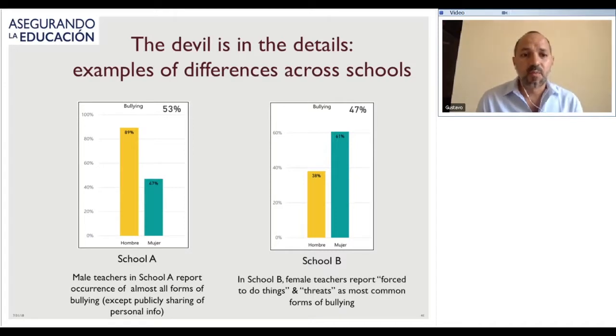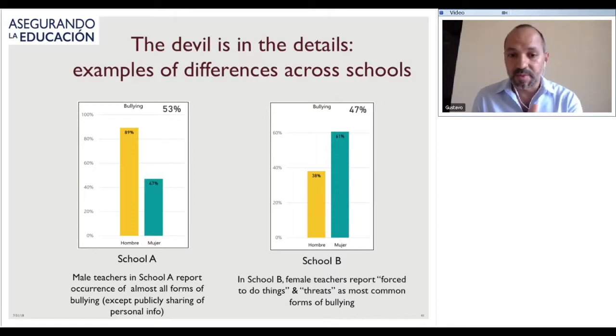So school A, where male teachers report occurrence of bullying at 89%. And in a list of manifestations of bullying, which coincides with Shariar's, there are like 12 forms of bullying. They report that all of them occur except public sharing of personal information. Now, female teachers in that same school report the bullying occurrence at 47%. So that's school A. School B, we have female teachers who report occurrence of bullying at 61%, and male teachers at 38%. Huge gap between genders of teachers and how they perceive or observe bullying occurring in their school.